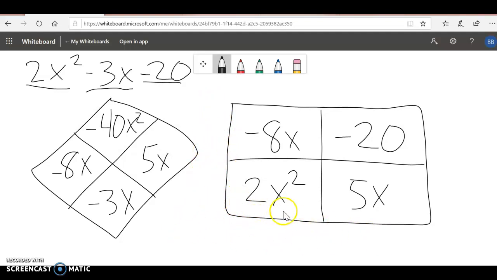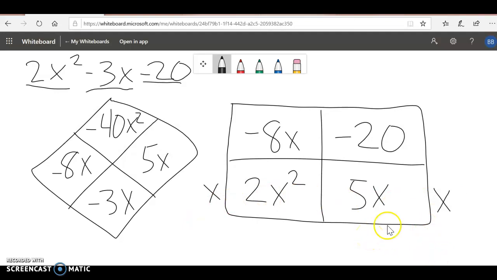How can we find the outside? I'm going to start this way. I have 2x squared and I have 5x. I know those have an x in common. They don't really have any numbers in common that would multiply to make both of them. So I'm just going to stick with an x there. And then I can mirror that x on the opposite side. So I'm going to put an x there.